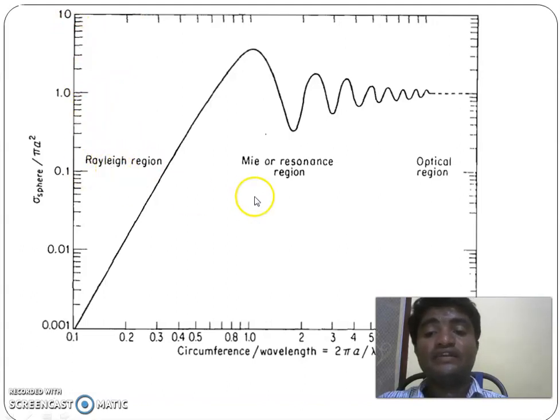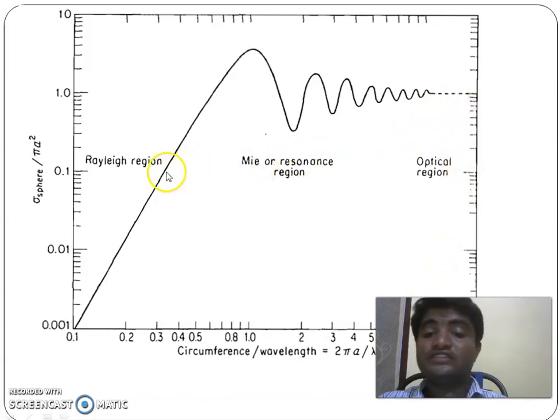And at the other end we have an optical region. This is the optical region. On the x-axis we can see the values are large. That means the target size is large compared to the wavelength in the optical region.